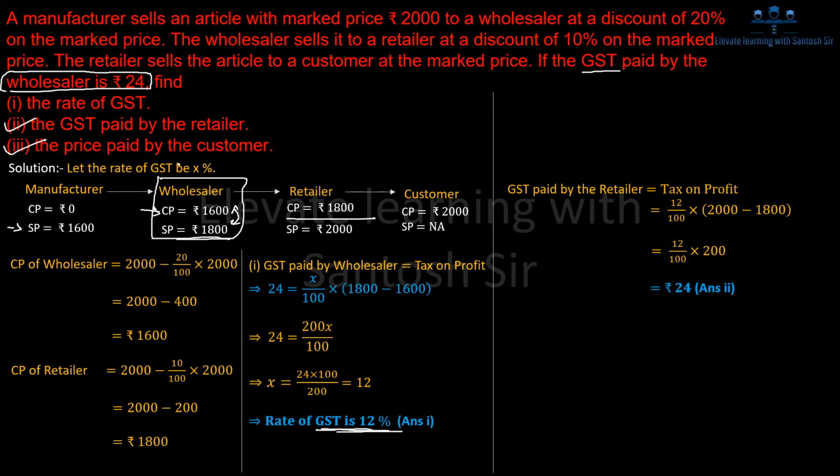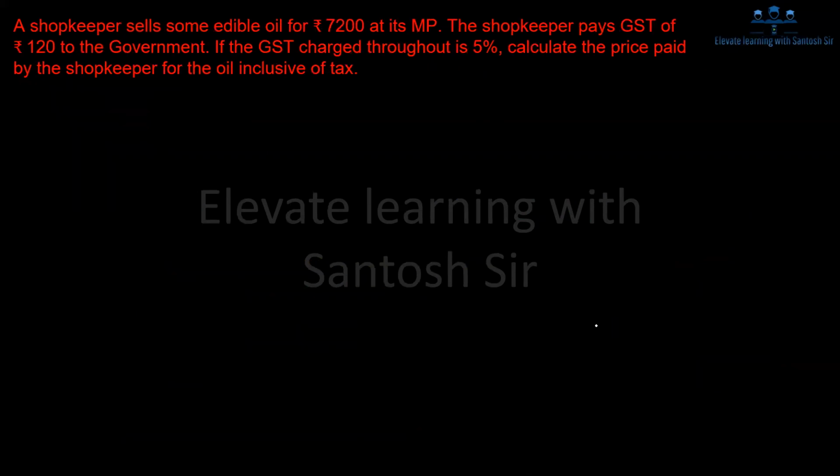Price paid by the customer. Now here they have not mentioned including tax or excluding tax. So in such a condition, we have to consider including tax. So the price paid by the customer will be 2000 plus 12% of 2000, which is nothing but 2240 rupees. Let us take up the next question.